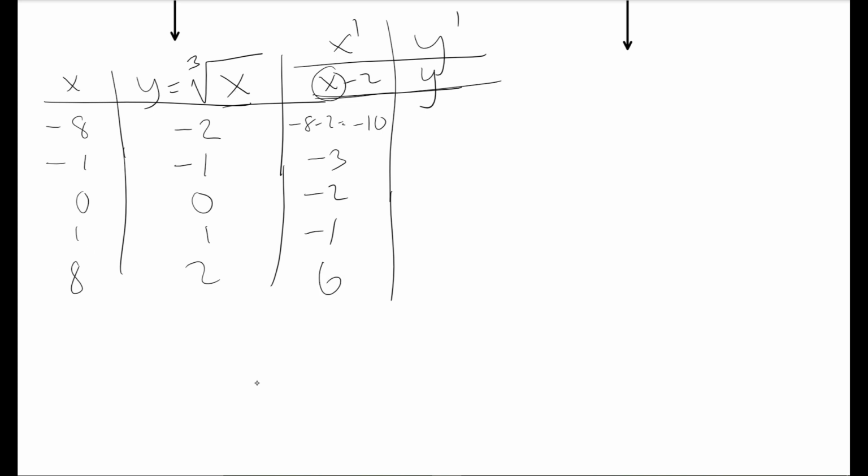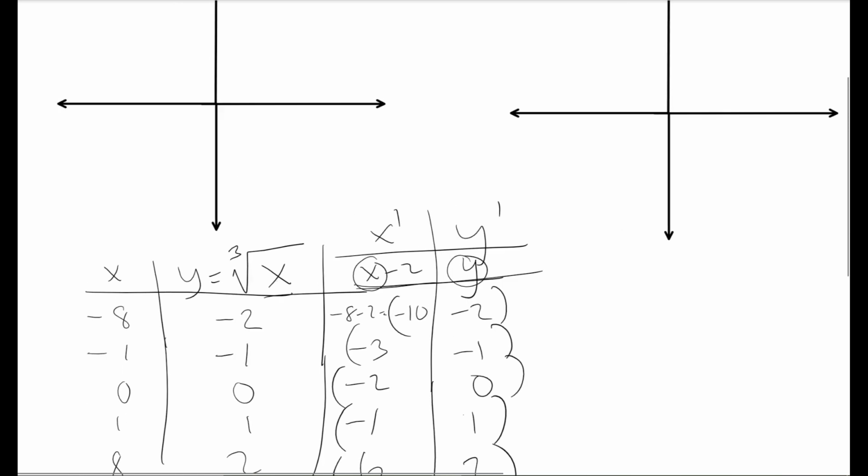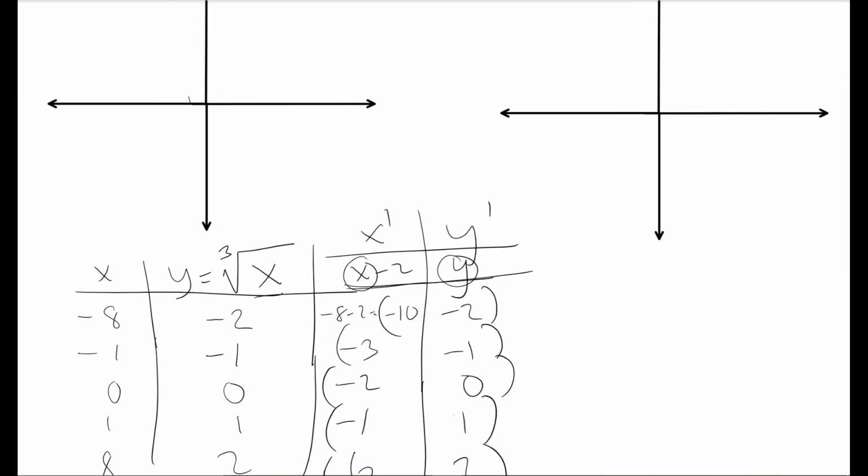Okay, so we got our numbers here. For our y value, the y is going to remain the same. So this is going to be -2, -1, 0, 1, and 2. All right, so we got our new coordinates here. These are our new coordinates that we're going to graph. So we have -10, -2. So we got to go all the way to -10 on the x-axis.